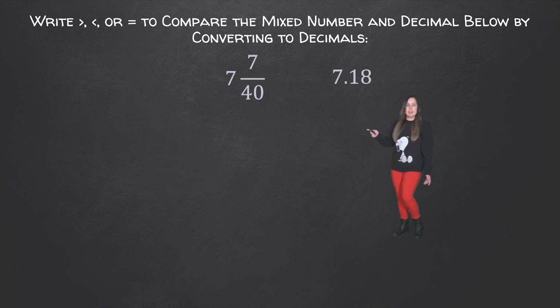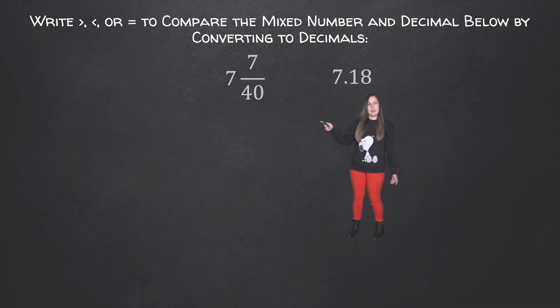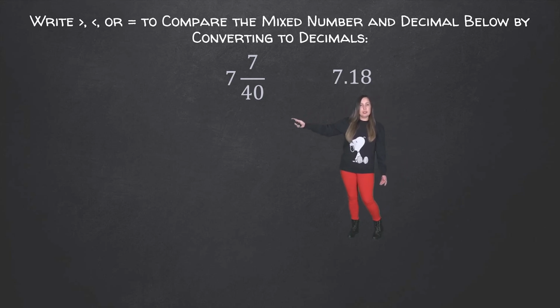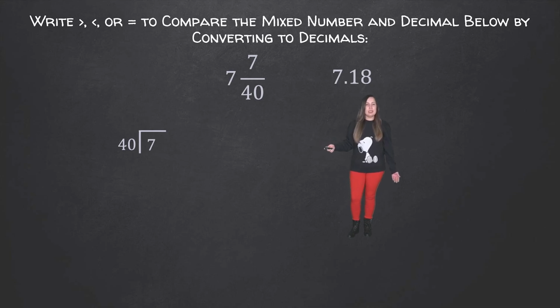Here we have our final example, 7 and 7/40. And we have 7 and 18 hundredths. Now, this one's already a decimal, so we're only going to focus on the fraction right now. So 7/40, which is 7 divided by 40. We ask ourselves, how many times does 40 go into 7? Well, it doesn't, so we add a 0. We add a decimal point after the 7 and add another 0.